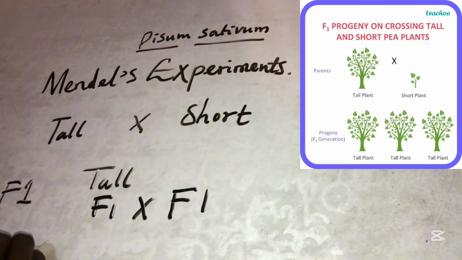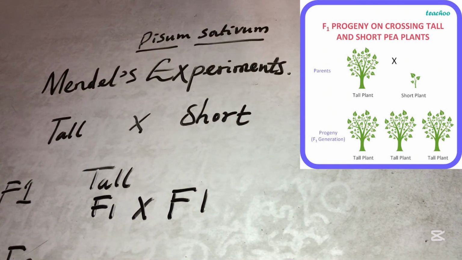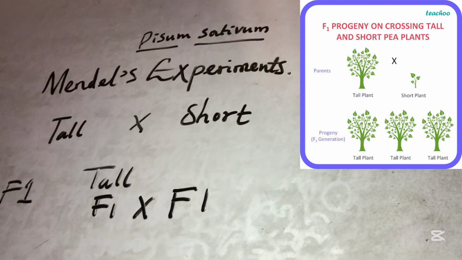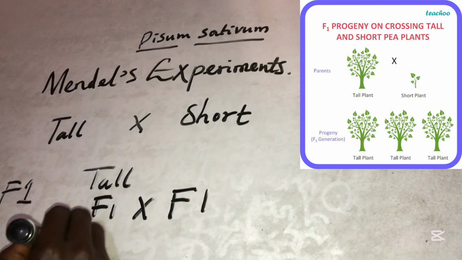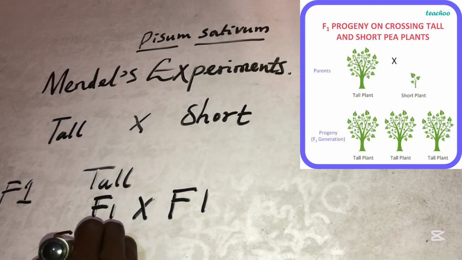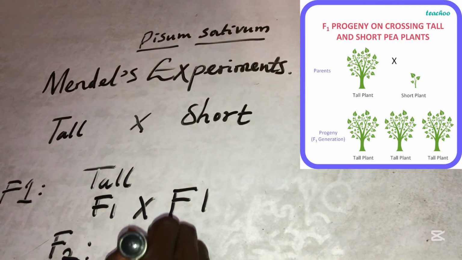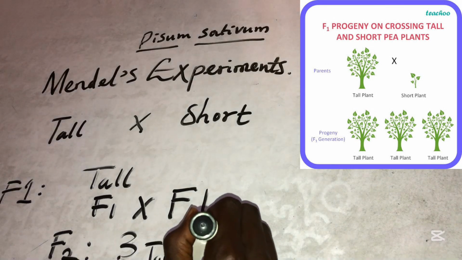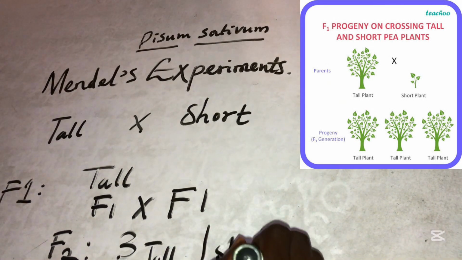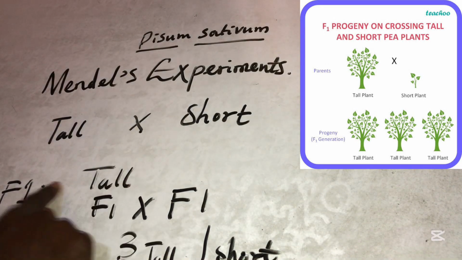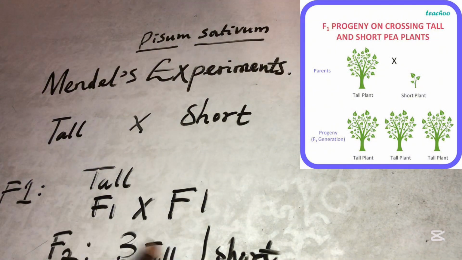And in the F2, which is the second filial generation, okay, let me put it here so that we can see. In the F2, the second filial generation, he had 3 tall plants and 1 short plant. So if you look at this, where did this short plant come from? All of them were tall in F1. How come now we're having 3 tall and 1 short?